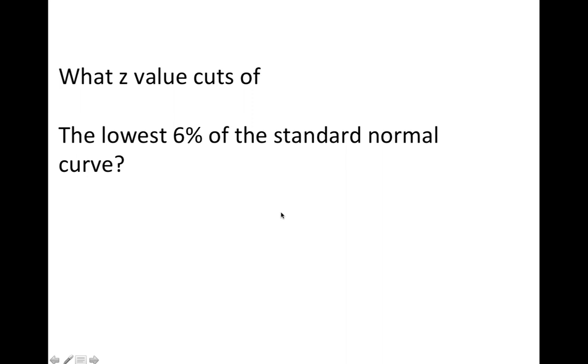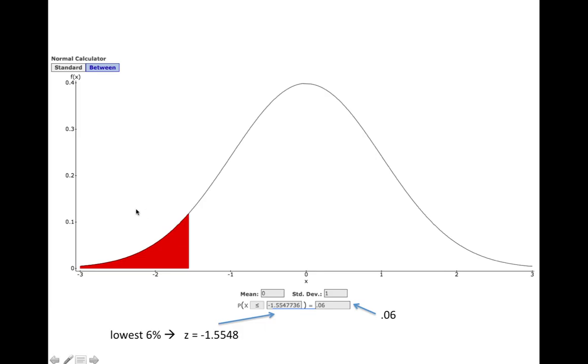Similarly, the lowest 6% of the standard normal curve, what will that z-score be? So we're going to change it from greater than to less than because we want the lowest. The area is going to be 6%, or in decimal form 0.06. We check out our visual, an area of 0.06. The z-score is negative 1.55 if we round this, negative 1.5548.